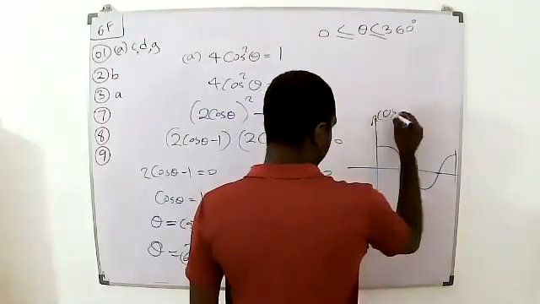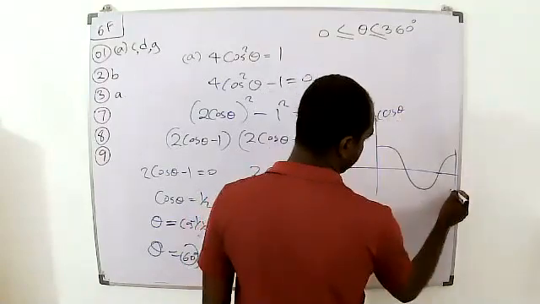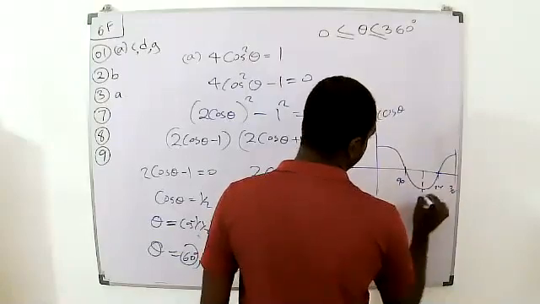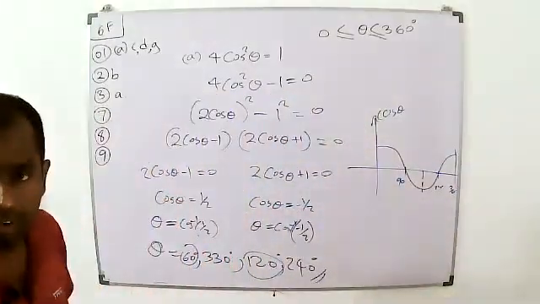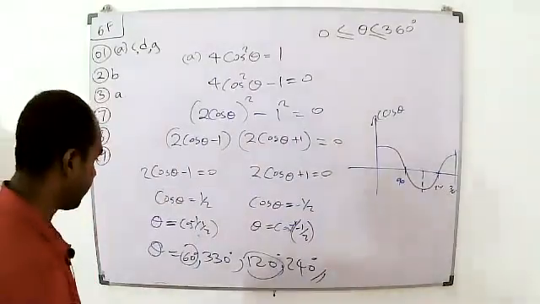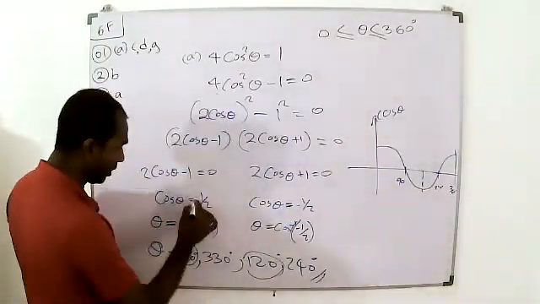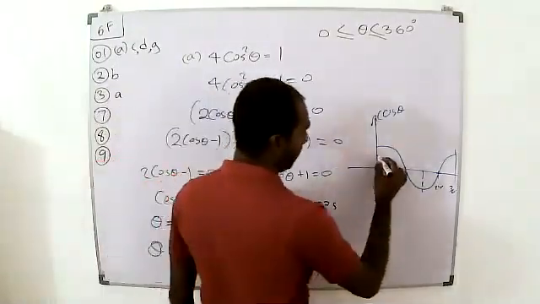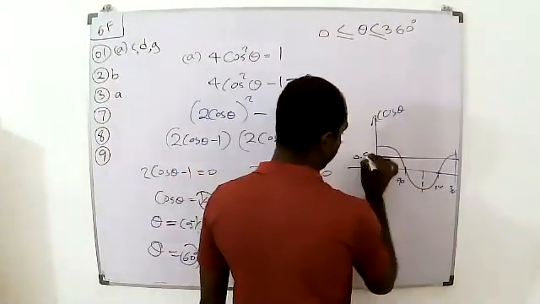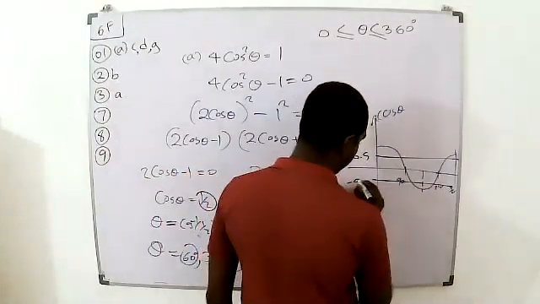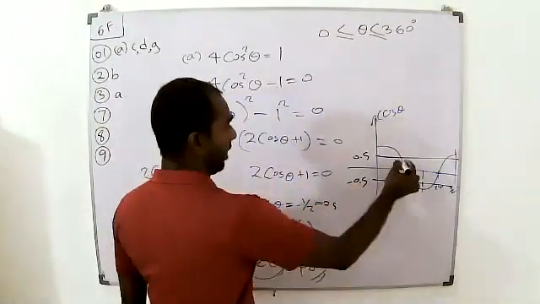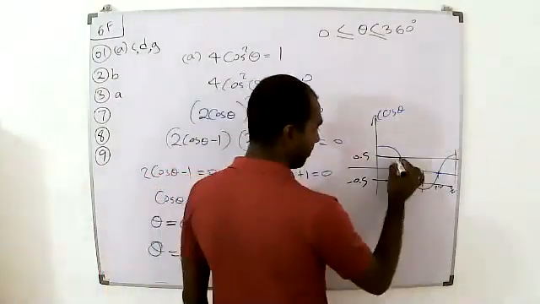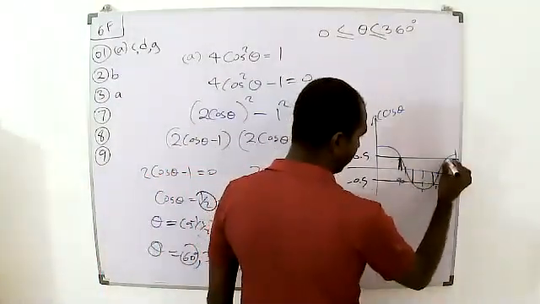Cos theta is 360 here, 90, 270, like that. Okay. Now, if I draw a line at 0.5 and minus 0.5, because these were the solutions, how many points is this line going to cut? Four times. One here, one here, one here, and one here.